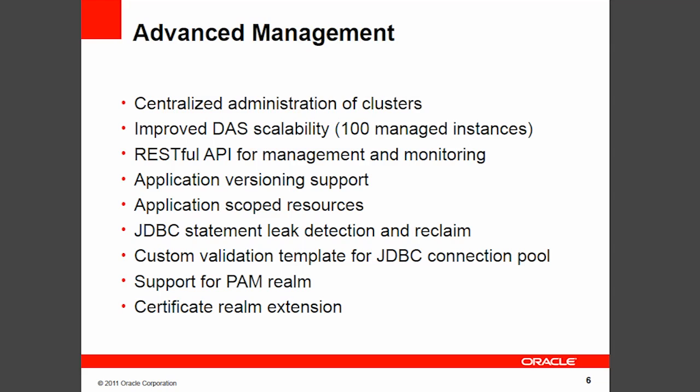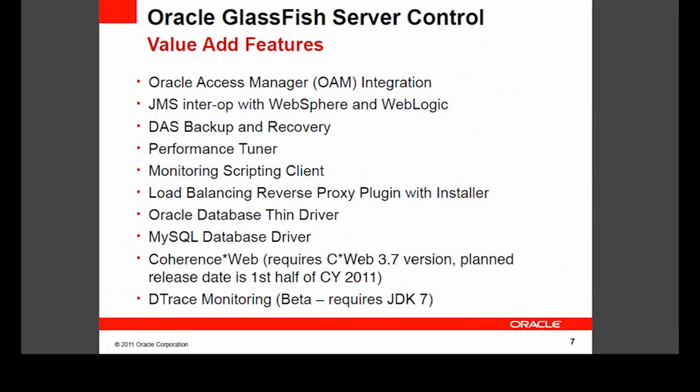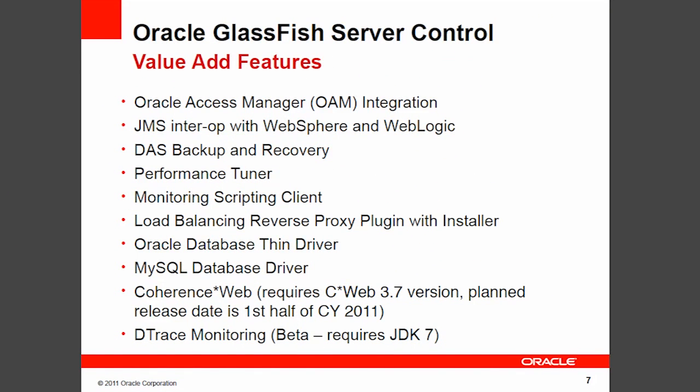The application versioning feature allows users to version their application during deployment. The application scope resources feature enables users to limit the scope of a resource to a deployed application. 3.1 also added improved JDBC monitoring and security features. These capabilities allow application clusters to be provisioned dynamically and/or upgrade, redeploy applications to meet user demand without service interruption. There is a list of features that comes with Oracle GlassFish Server control.